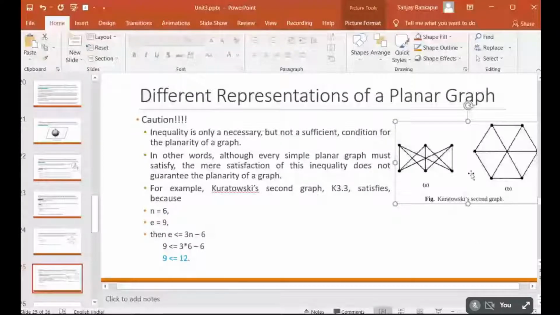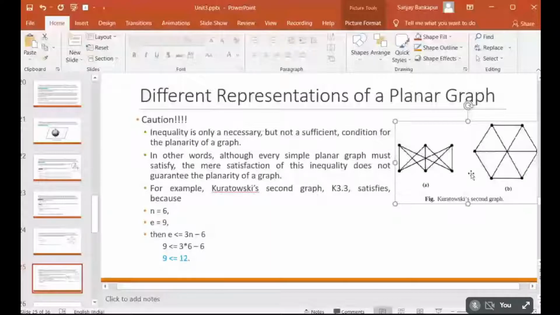We saw this in last class. K3,3 graph, exactly. We did some inference also: the number of vertices is 6, the minimum number of edges is 9, right? If I remove one edge, it becomes planar, right? Such things we saw in the previous class.